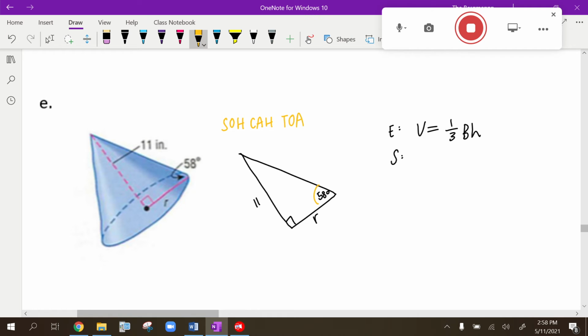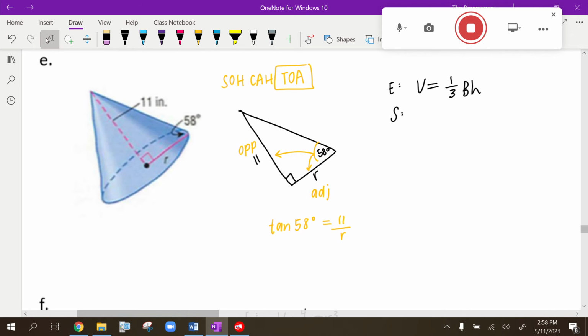Let's start by labeling the sides. So opposite of 58 degrees is 11. Adjacent to 58 degrees is the radius. Which trig function uses opposite adjacent? Hopefully you answered tangent. So we'll write tangent of 58 degrees equals 11 over r, opposite over adjacent.